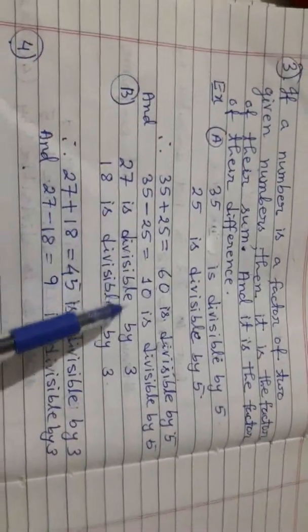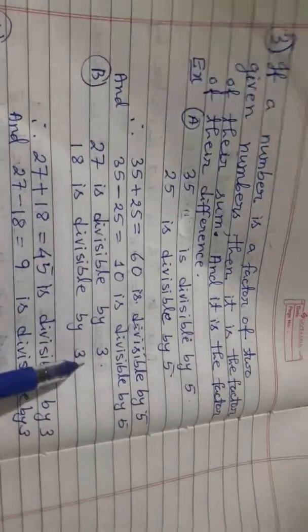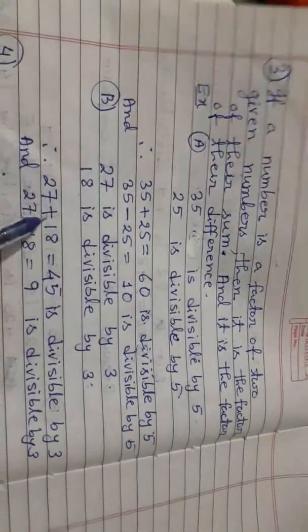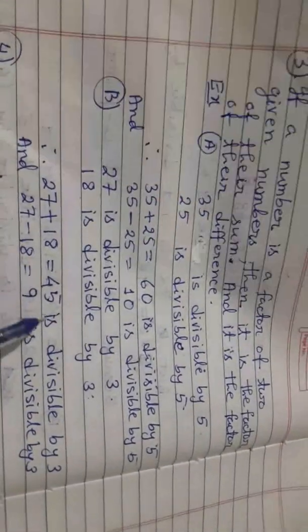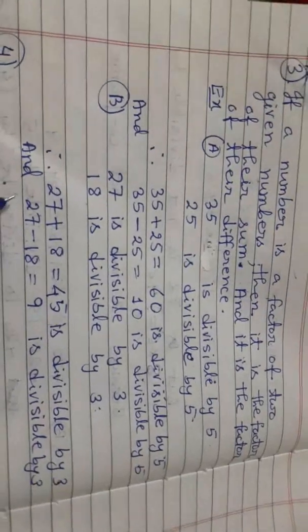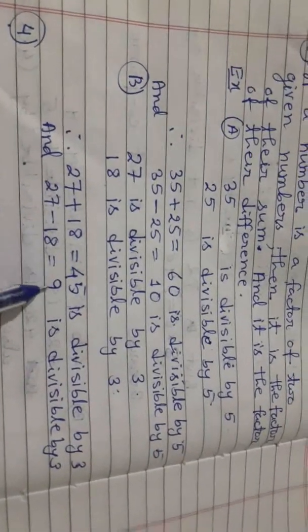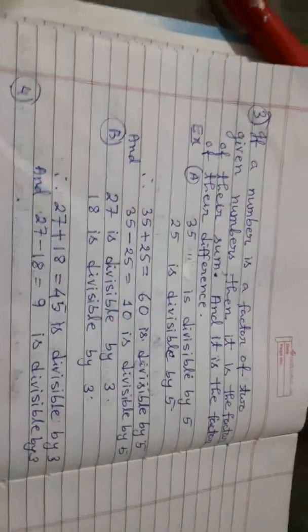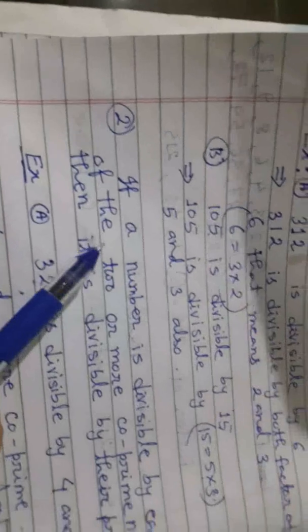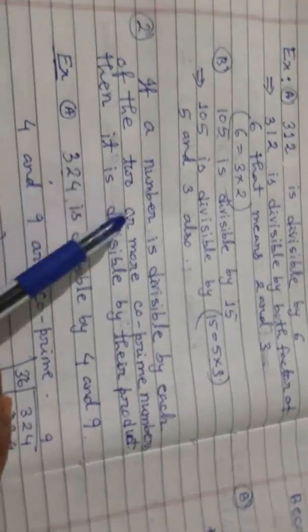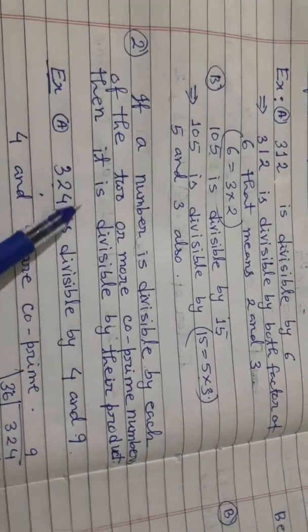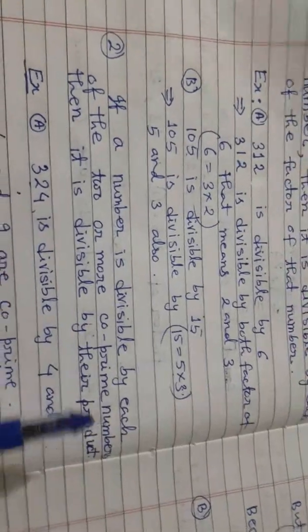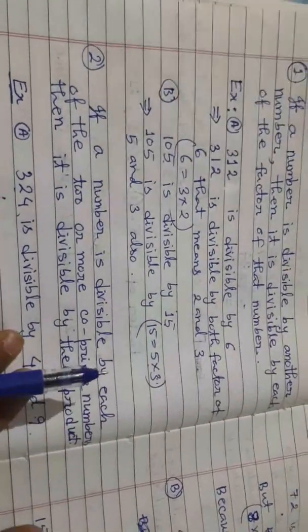Similarly, 27 is divisible by 3 and 18 is also divisible by 3. Therefore, the sum of 27 and 18 is 45, and 45 is also divisible by 3. And the difference is 27 minus 18 equal to 9, and 9 is also divisible by 3. Understand? Very easy, but very, very important properties. If a number is divisible by each of two or more co-prime numbers, then it is divisible by their product. Remember this very carefully. Okay.